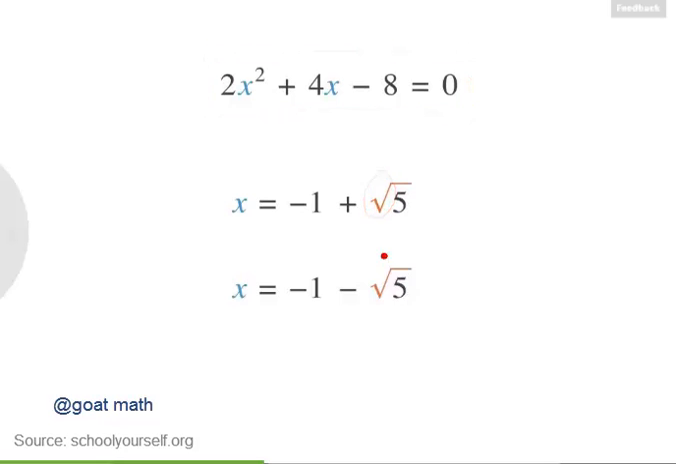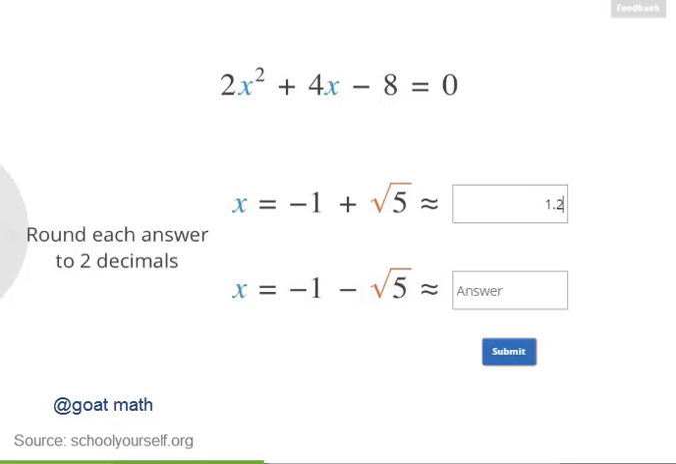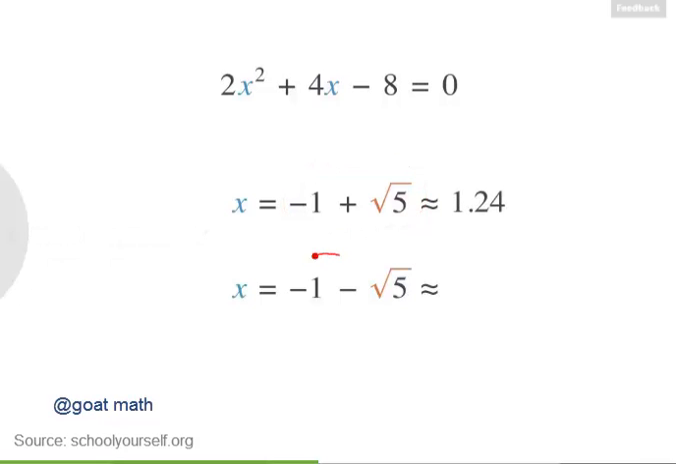You'll often see square roots in your solutions to quadratic equations, but you can also write these answers as decimals. Go ahead and round each of these solutions to 2 decimal places. Right, -1 + root 5 is about 1.24, and -1 - root 5 is about -3.24.